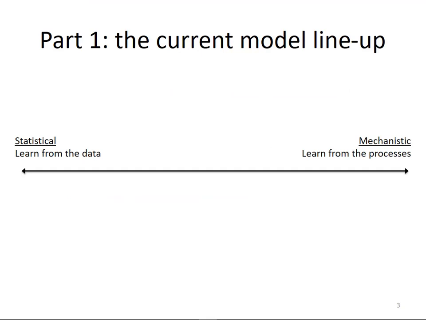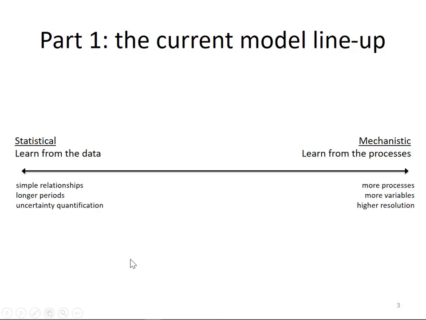Okay, so let's introduce the current model lineup. I think one way that we can categorize models is based on whether they are statistical or mechanistic. The idea behind a statistical model is that it learns from observed data. In a mechanistic model, on the other hand, we learn from processes. So we try to incorporate all of the relevant processes that determine water quality and see how the overall system responds. Now, of course, all models really fall somewhere along a spectrum between statistical and mechanistic.